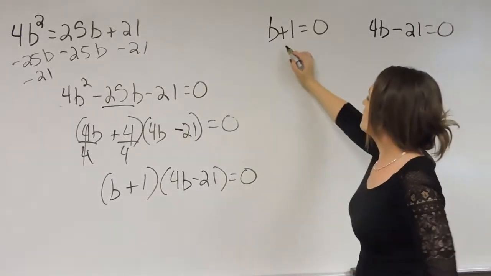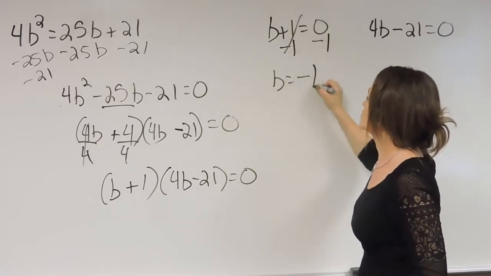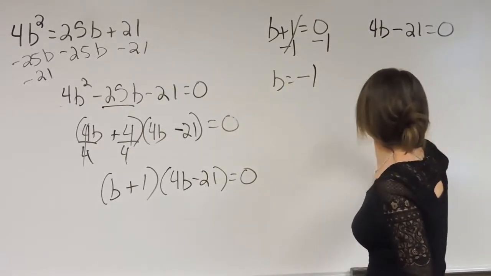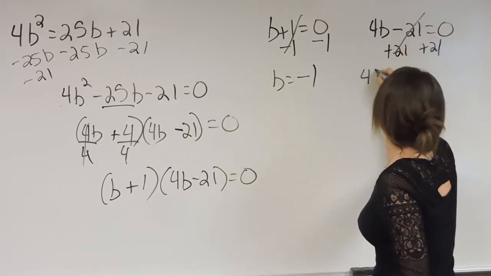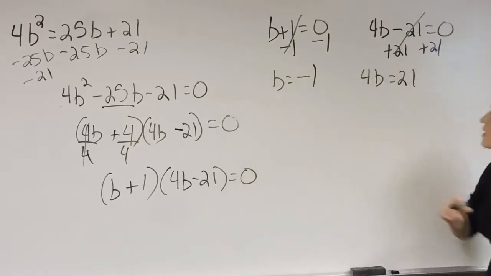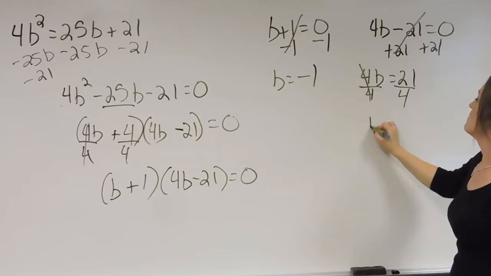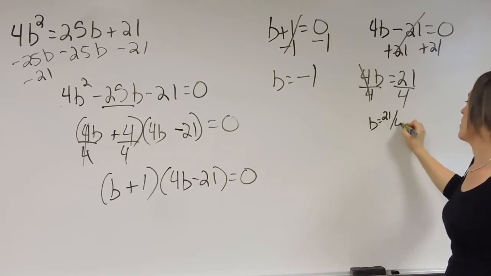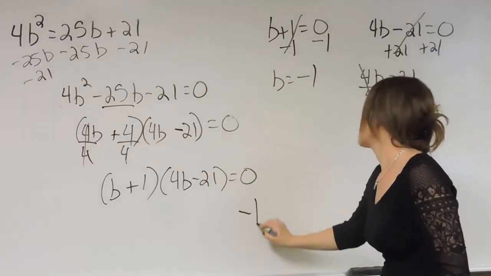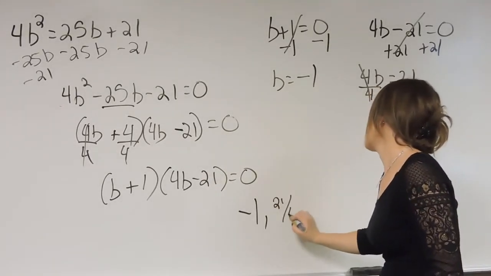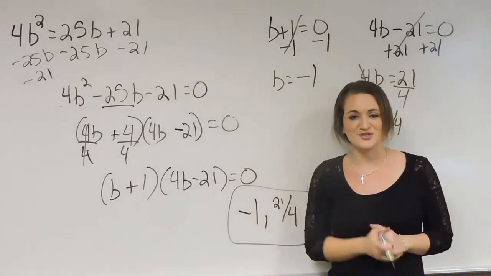Now, for solving both of these, I'm going to subtract 1 on both sides over here. And I get b is equal to a negative 1. To solve this equation, I'm going to add 21 to both sides. That's going to give me 4b is equal to 21. And divide out the coefficient, b is equal to 21/4. So my two solutions here are a negative 1 and a 21/4. Those are the two solutions to this quadratic equation.